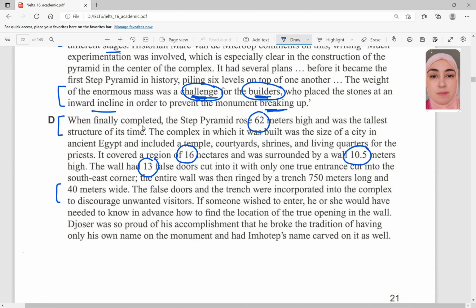I think I know which option I'm going to choose, but I'm going to go through it very quickly just to make sure. So I would say, when finally completed, the step pyramid rose 62 meters high and was the tallest structure of its time. If you continue reading here, they talk about the size, how big it was, etc. If I go to the last 2 lines, Hoser was so proud of his accomplishment that he broke the tradition of having only his own name on the monument and had Imhotep's name carved on it as well.